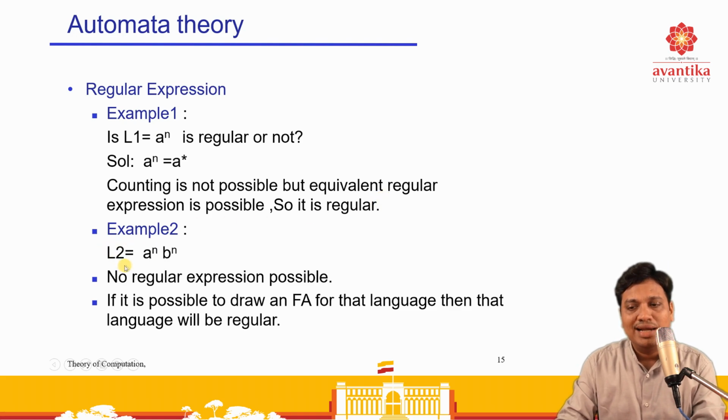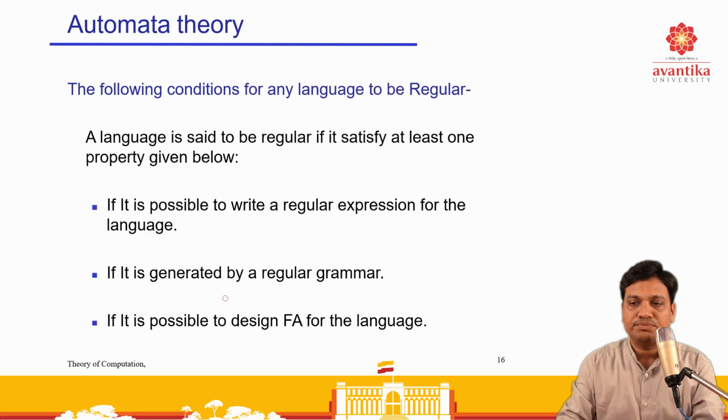Second example, L2 equals a to the power n, b to the power n. No regular expression is possible between them, and if it is possible to draw a finite automata for that language, then that language will be regular. Okay. So another condition to check whether this particular language is regular or not is to simply draw a finite automata.